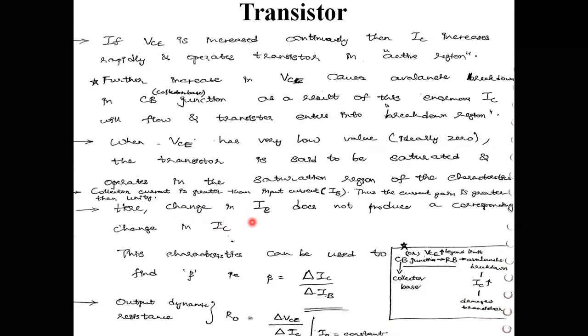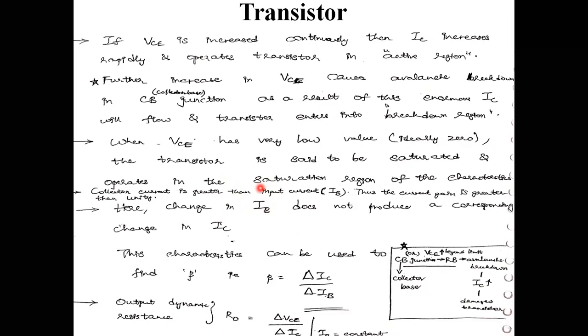Here the change in IB does not produce a corresponding change in IC. If there is a change in IB, it will not cause a large change in the collector current, because the effect of the base current is on the collector current. In the emitter, the collector current is very high. Therefore, the total amount of current flow IE is equal to IB plus IC.